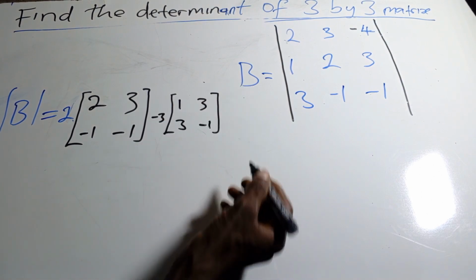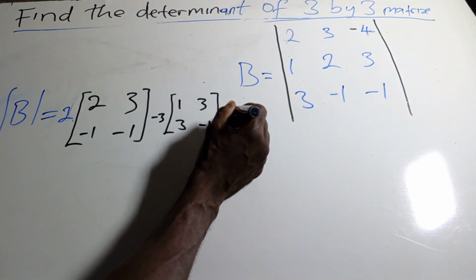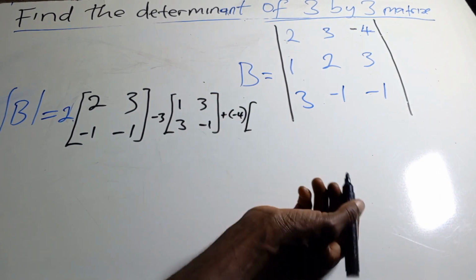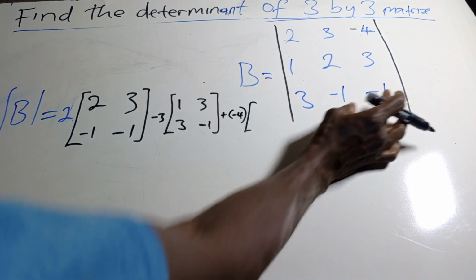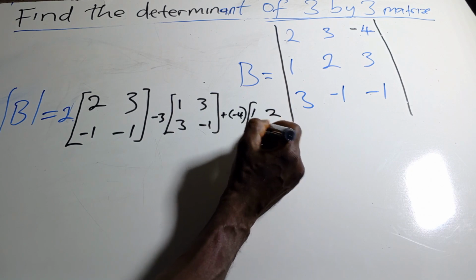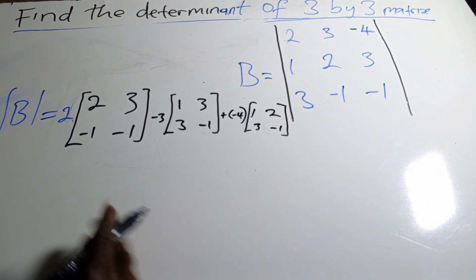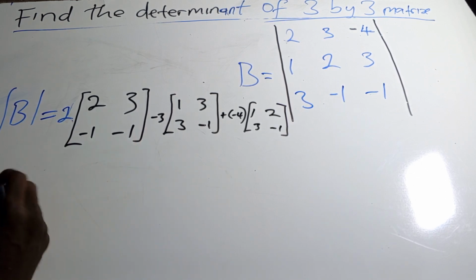Then lastly, we are going to take minus 4. This is plus into minus 4. Then we are going to take any numbers that are not in line with the 4. The numbers must be 1, 2, 3, and minus 1. These are the numbers we are going to use. Then lastly, we are going to open the bracket the way we solve a 2 by 2 matrix.